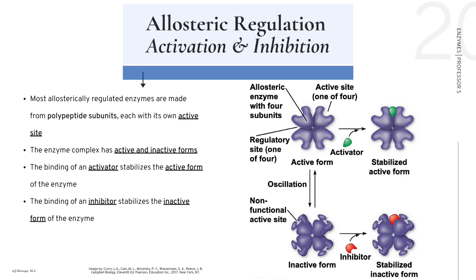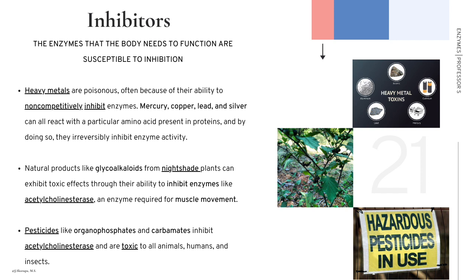The binding of an inhibitor stabilizes the inactive form of the enzyme. We see this with the red inhibitor molecule here. Substrates are now unable to bind when the enzyme is in its inactive form. The enzymes that our body needs to function are susceptible to inhibition. Here are a few real-life examples for you.